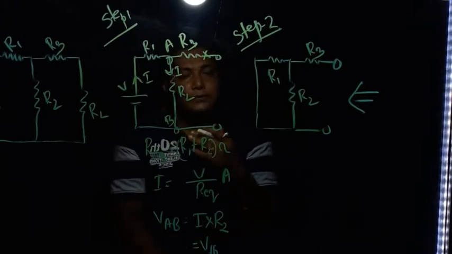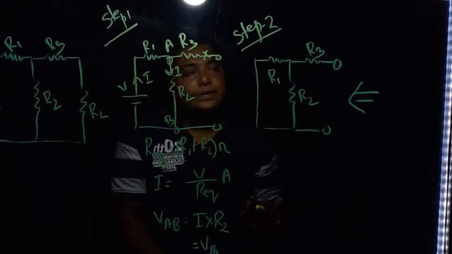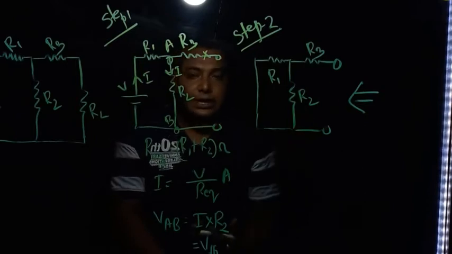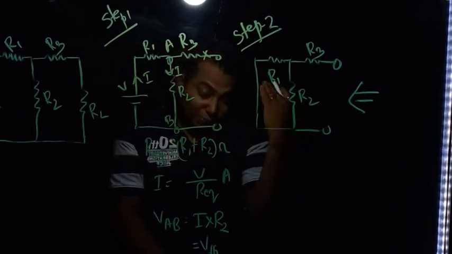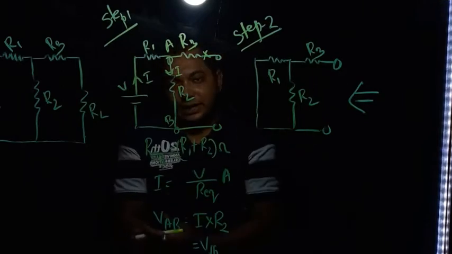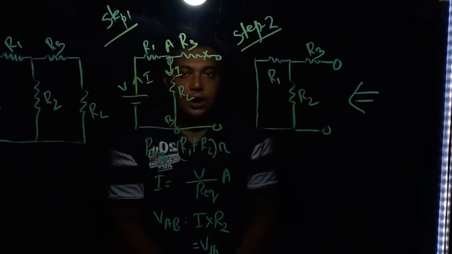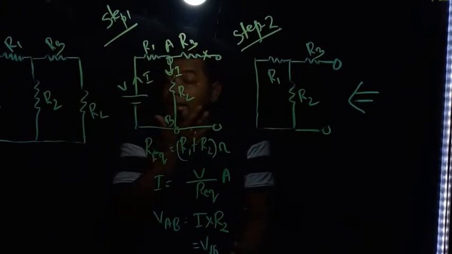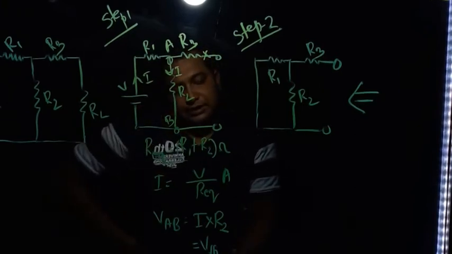So what does viewing mean? Viewing means if we think that some source is present over there, then how the current is flowing through the circuit. What is the series parallel combination of the resistances?